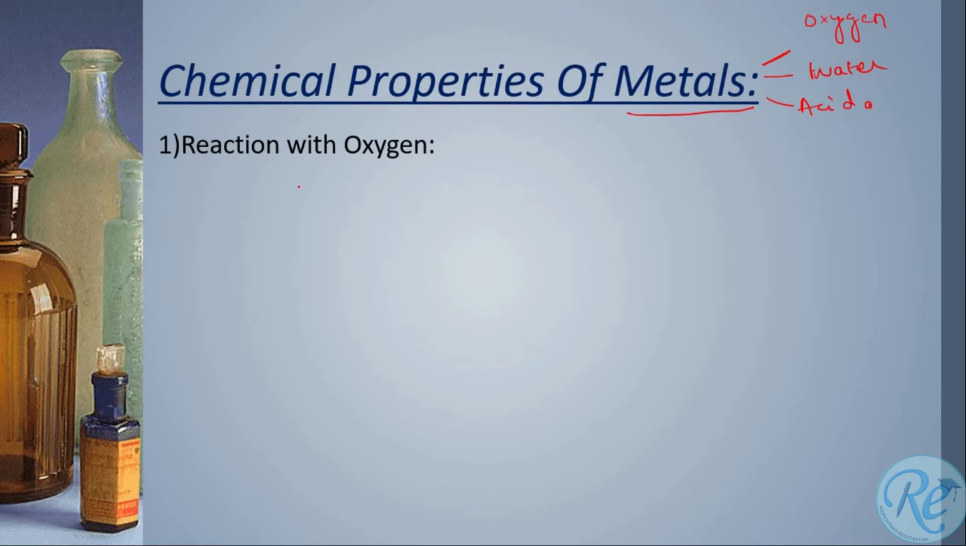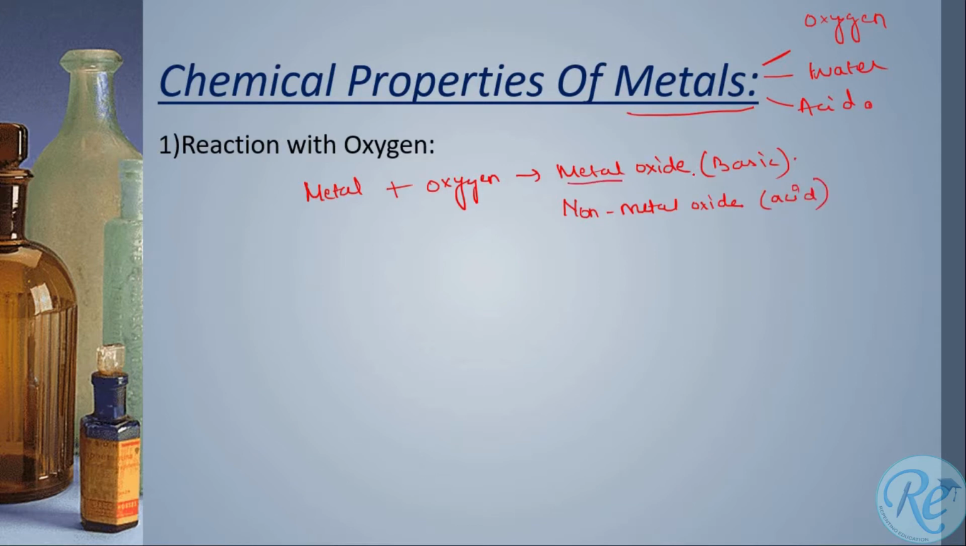In the earlier class also, you know the general formula, that is a metal reacting with oxygen forms metal oxides, and metal oxides are basic in nature. Similarly, non-metal oxides are acidic in nature. Now, if metal oxide is basic in nature, it will react with acid.